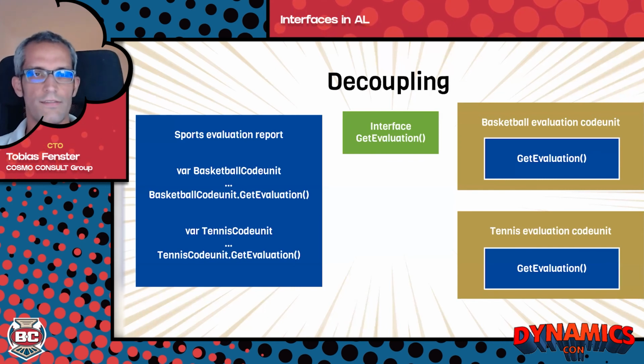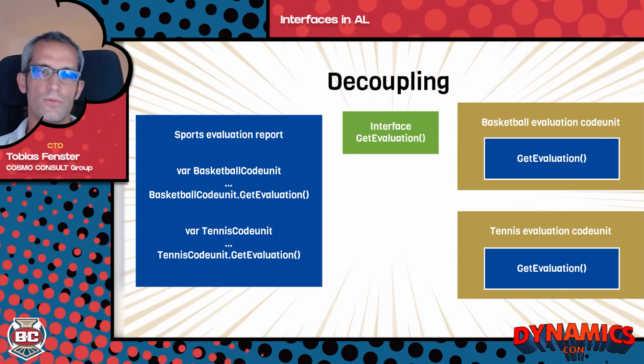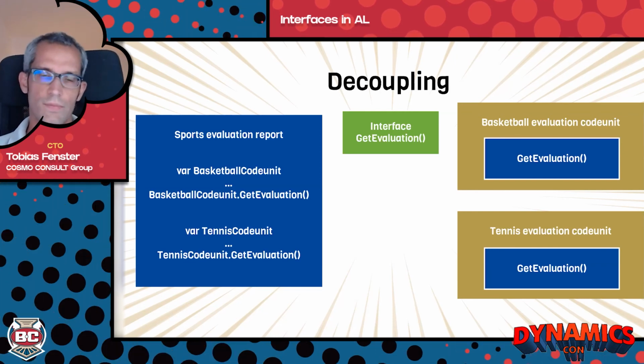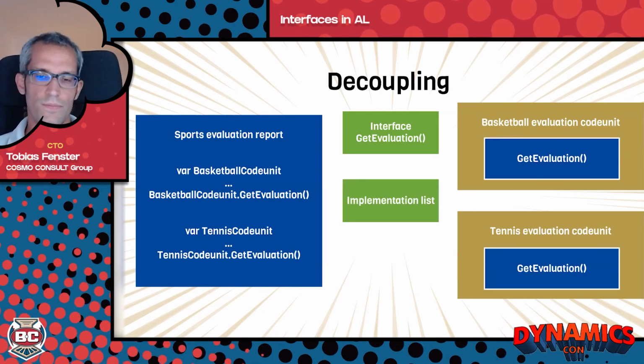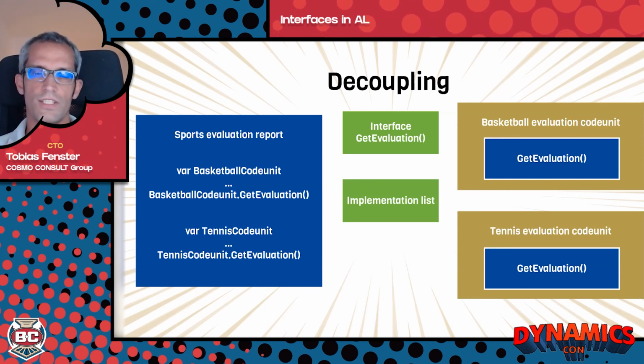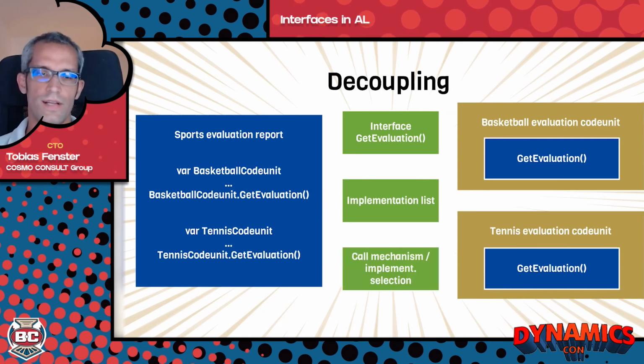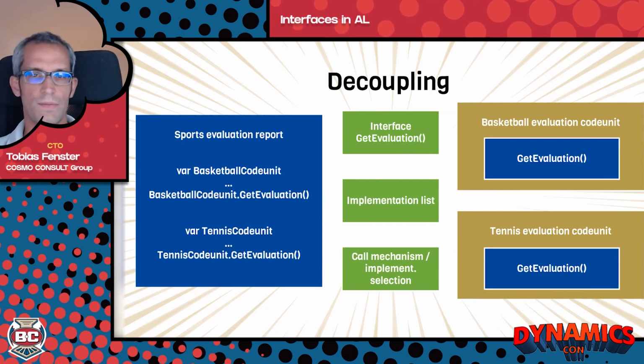So the only thing I define is a function called get evaluation, and that defines that my component needs to be able to provide an evaluation. And in a minute, we'll see how that looks in actual code. Then we need a list of implementations because somehow the system needs to understand what implementations are there, what sports are there to evaluate. And we need a mechanism that makes the decision, now I want to use this implementation, now I want to use that implementation.